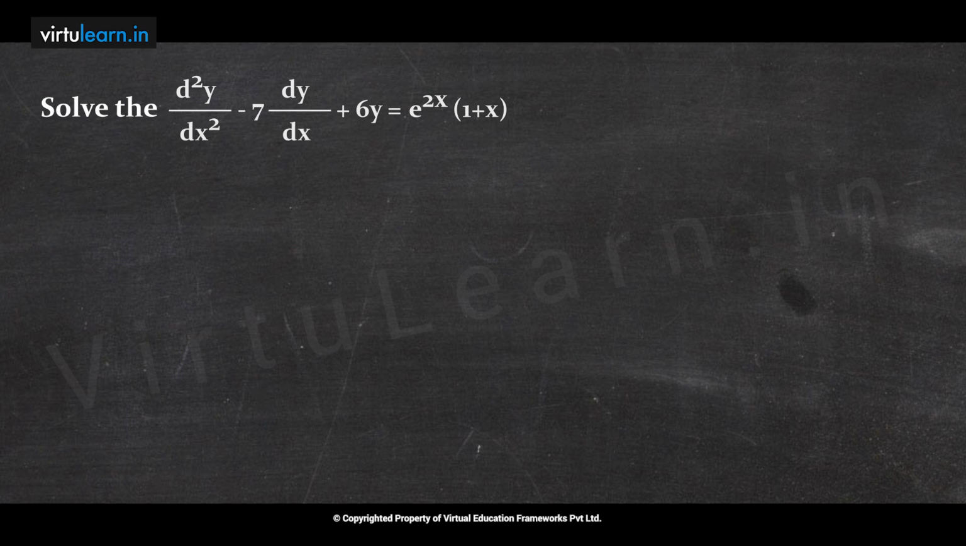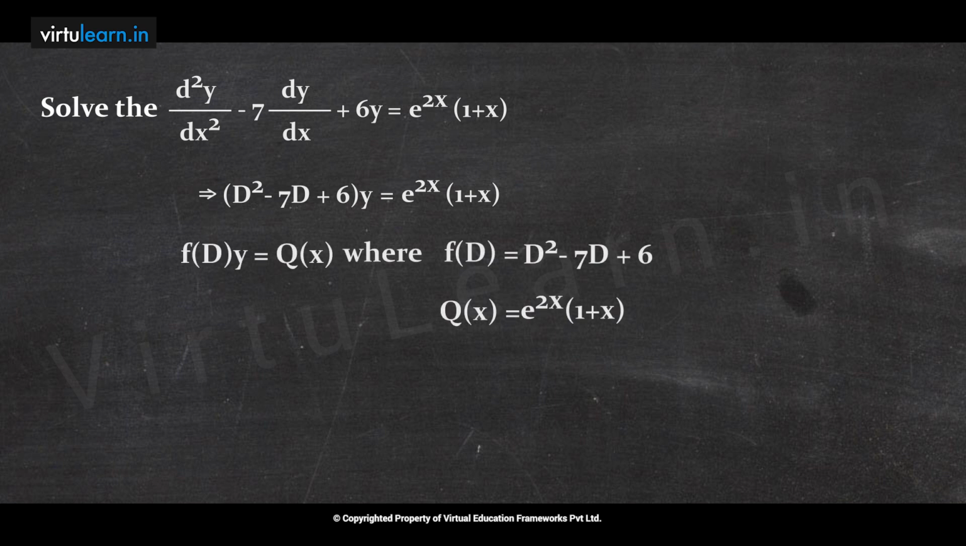equation. Now it is in the form f of D into y equal to Q of x, where f of D equals D square minus 7D plus 6 and Q of x equals e power 2x into 1 plus x. Observe this Q of x, e power 2x into 1 plus x, it is in the form of e power ax into v of x. Now I am taking the auxiliary equation f of m equal to 0.